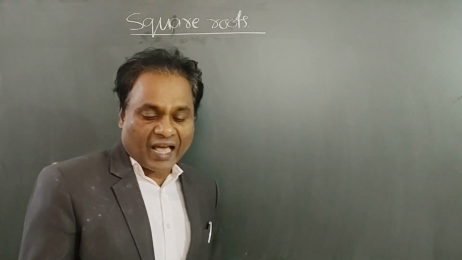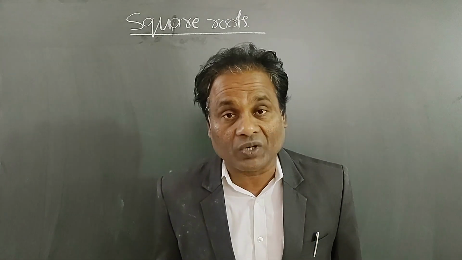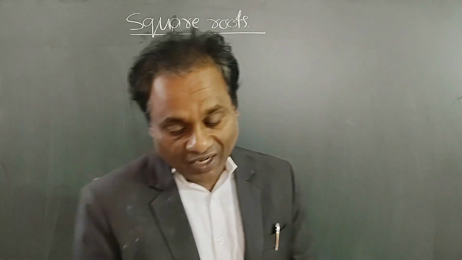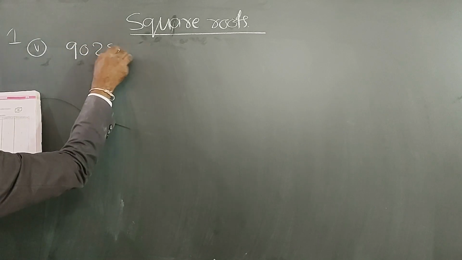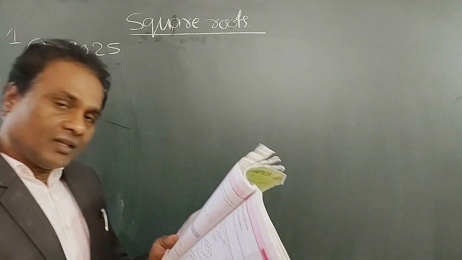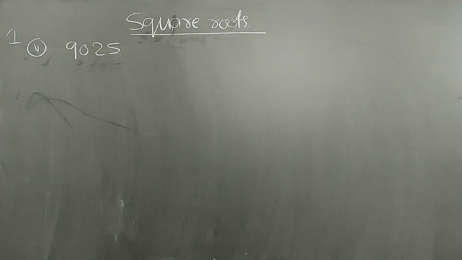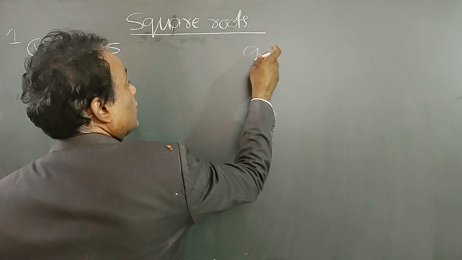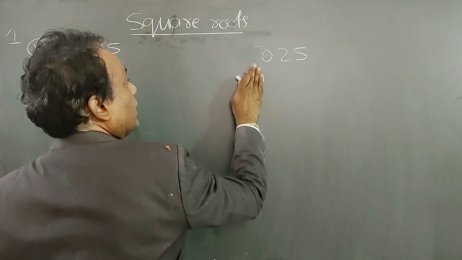Yesterday in the last class we did so many problems based on finding the square root by division method. Now, continuation. This 5th problem I gave as homework. Whether you completed it or not, I don't know, so I will solve it. Find the square root of 9025 by the division method. Students, start. How to find the square root of 9025?